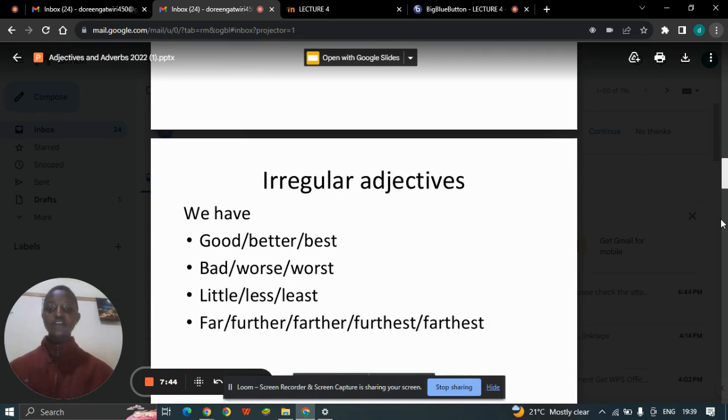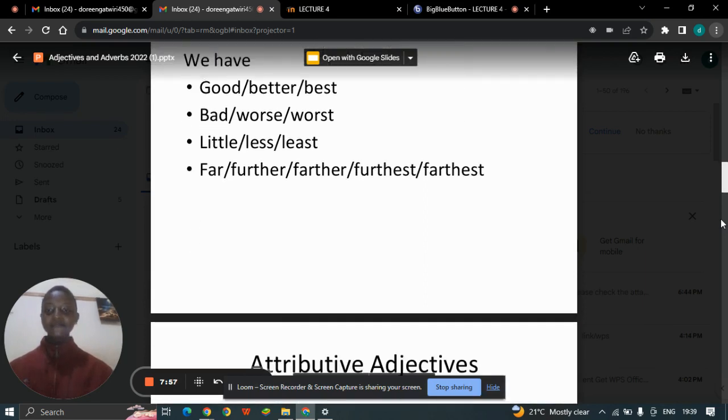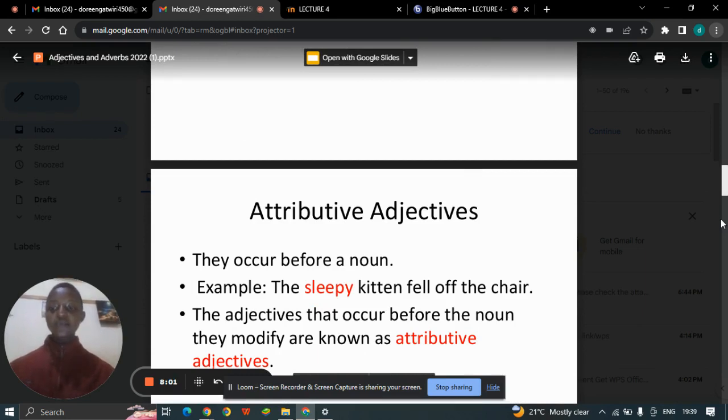So we have the irregular adjectives. We have good, better, best; bad, worse, worst; little, less, least; far, farther, farthest. Then note the difference. So you have another type of adjective.